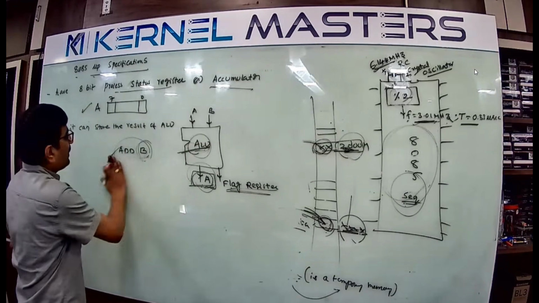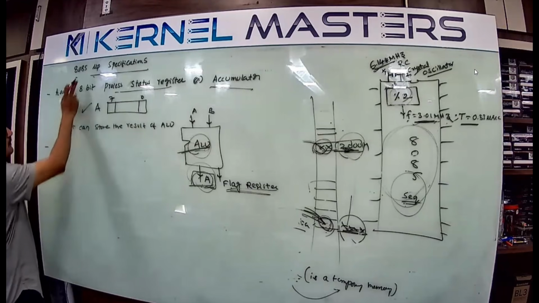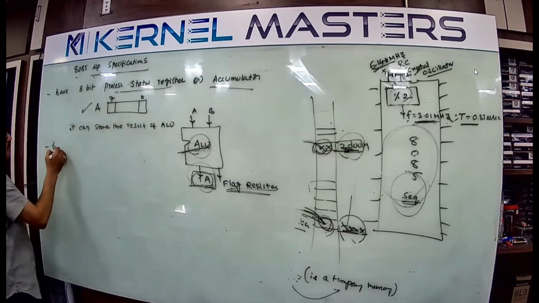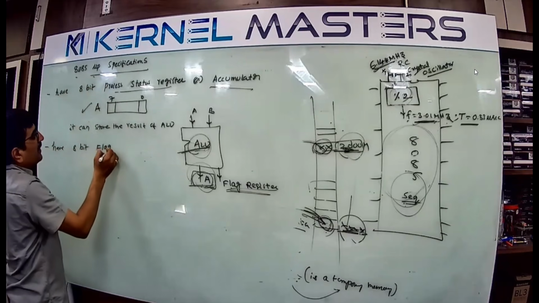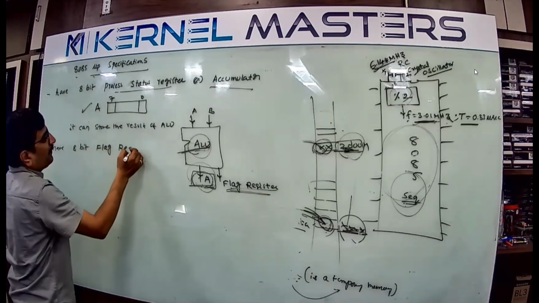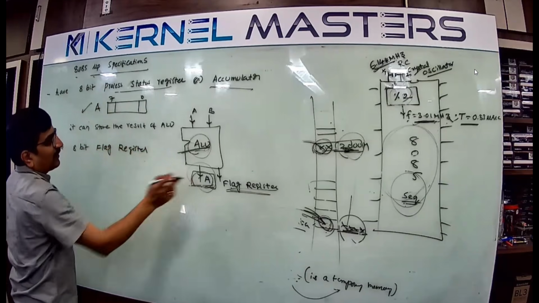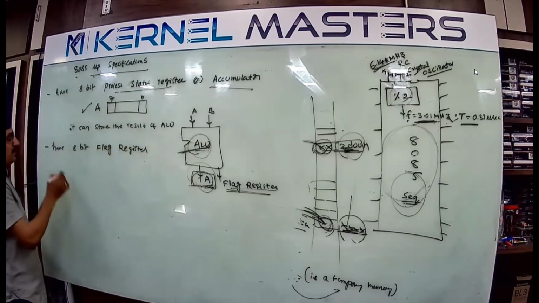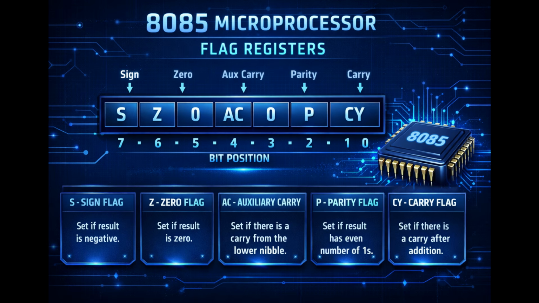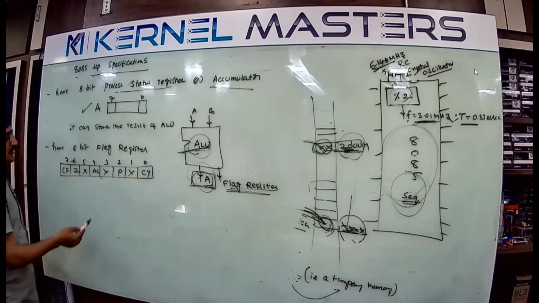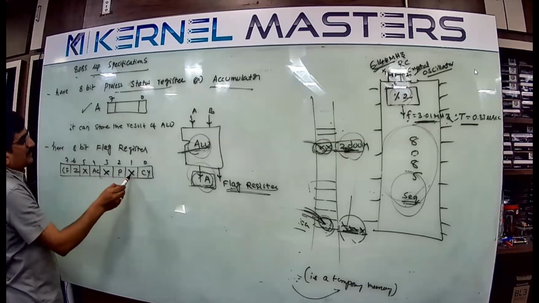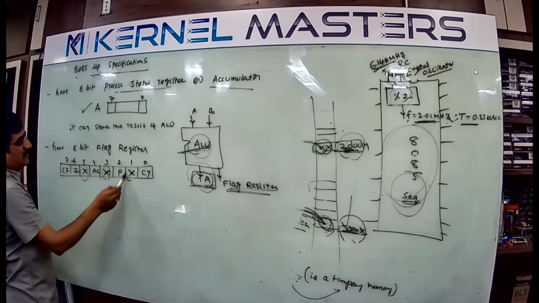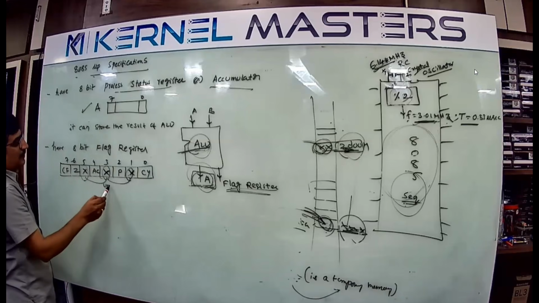One more point: the 8085 microprocessor has an 8-bit flag register. Every microprocessor compulsorily has a flag register, like an accumulator-type register. See, a total of 5 flags are there. X indicates unused bits, kept for future purposes.